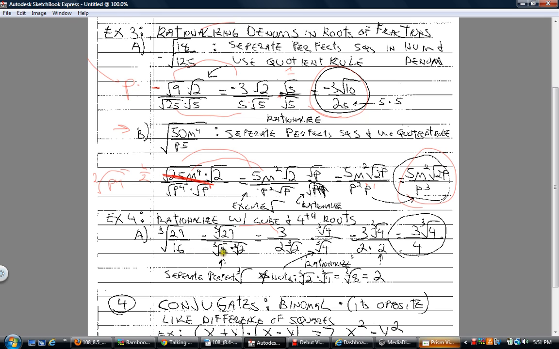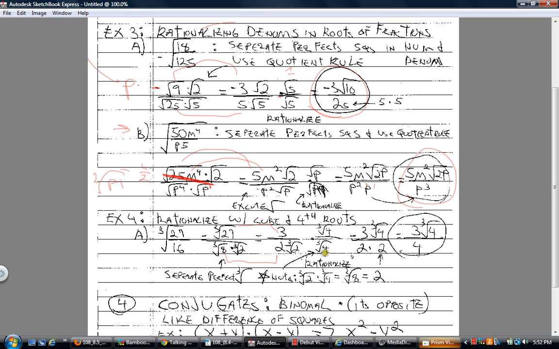Perfect cube roots is what? 8. Cube root of 8 times the cube root of 2. Cube root of 8 turns out to be 2. 2 times 2 times 2 is 8. And now in the denominator, I have to rationalize the cube root of 2. Now this gets a little tricky. They usually don't make these too bad, but you got to go to perfect cube roots.